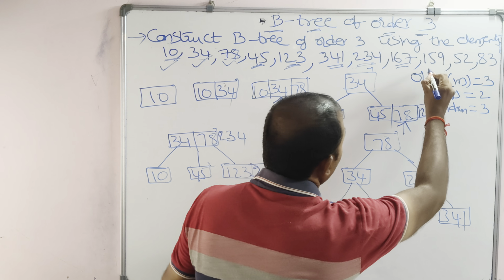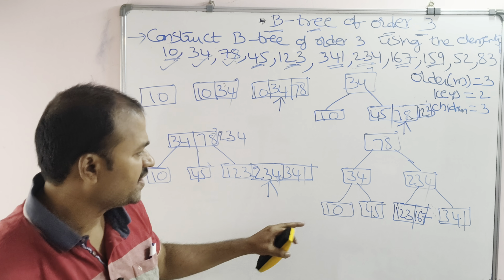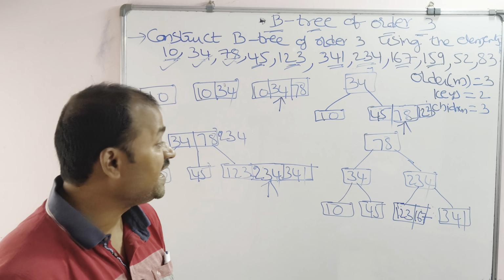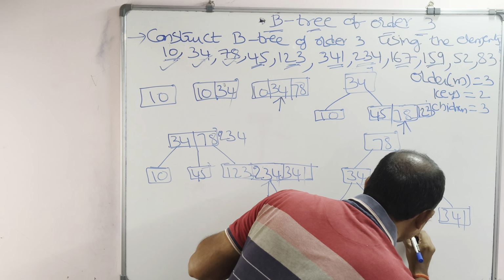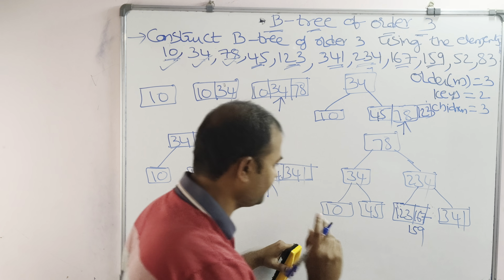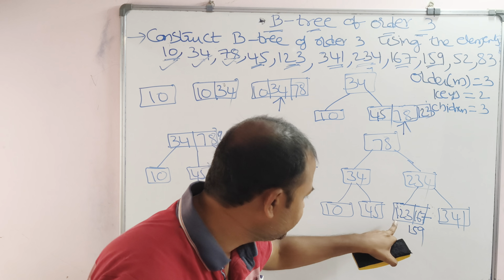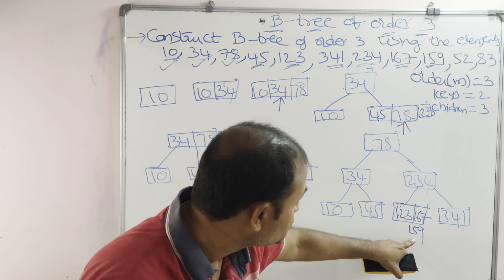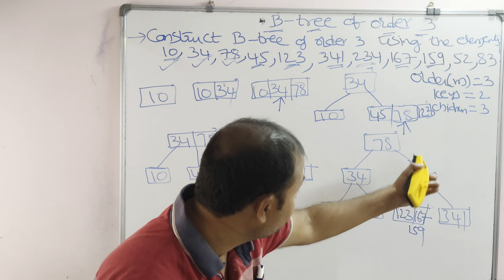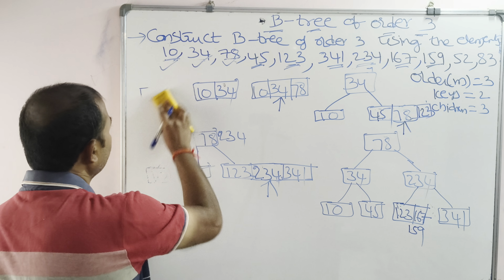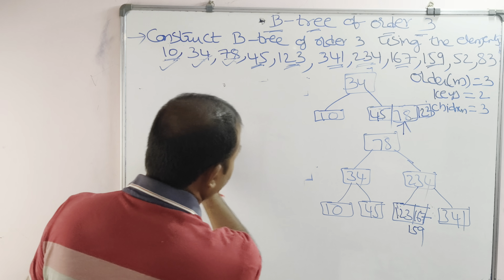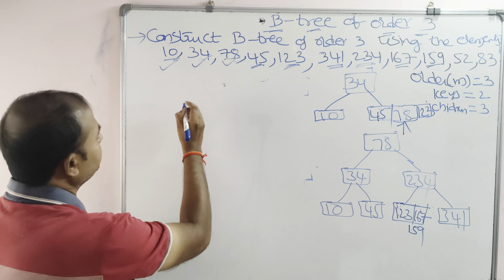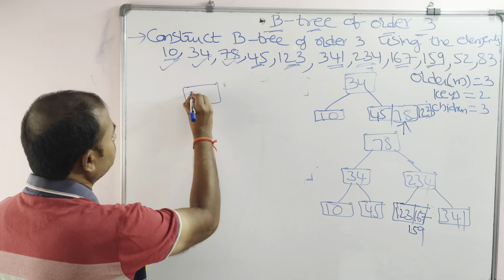Next here we have 159. So 159 is less than 234. So 159 is in between 123 and 167. So now we can say that this leaf node is full. So we have to push this element up. So now the parent node will contain 2 keys. So what is the root node here? 78 is the root node.